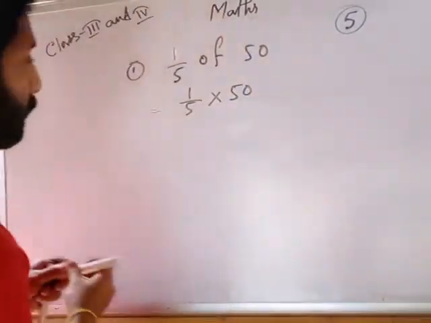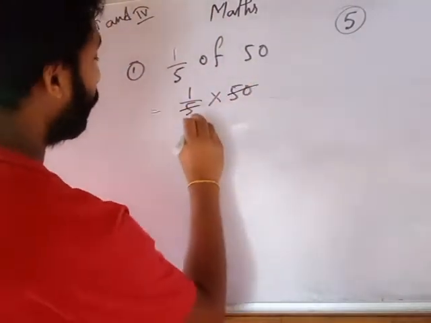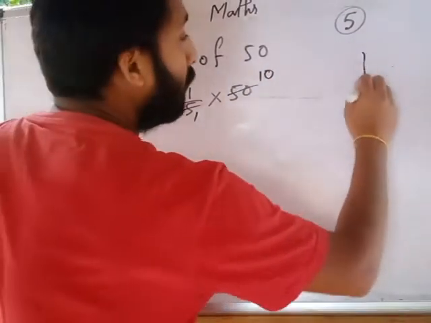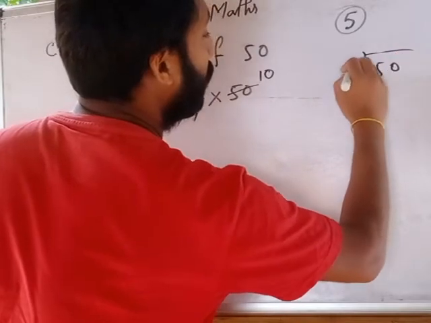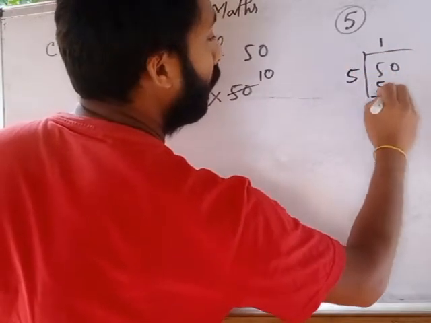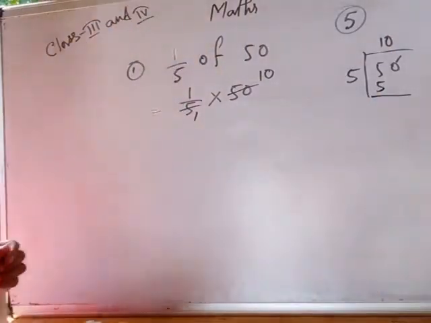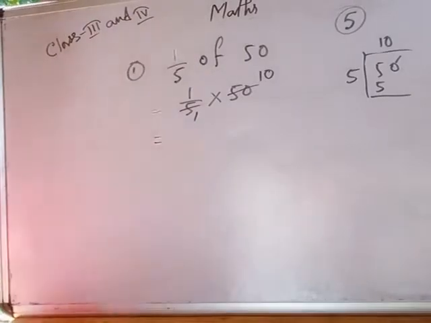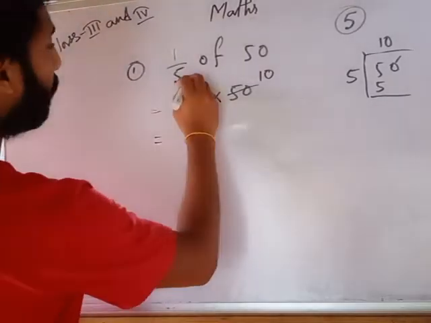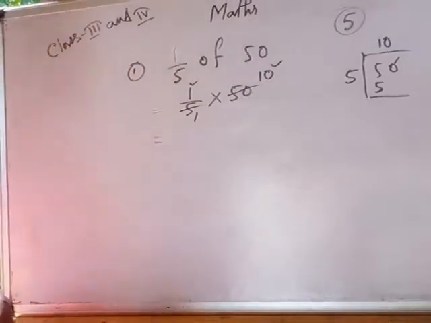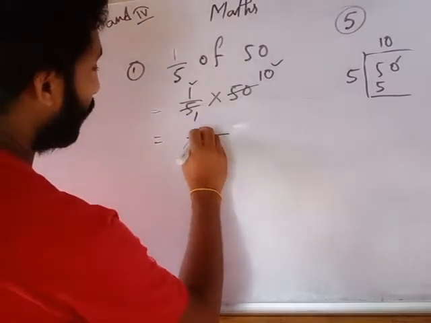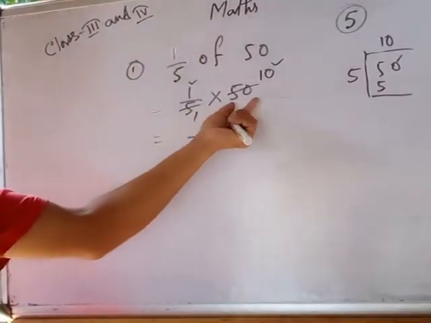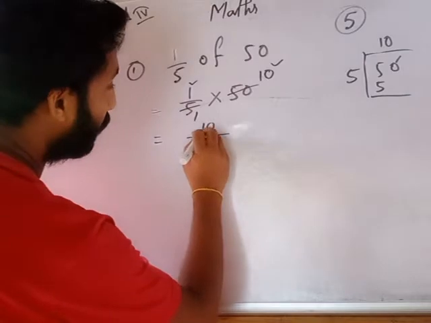That's why we should divide the 5 and 50. 5 ones are 5 and 5 tens are 50, so the 0 stays here. So we should write 10. At last I will multiply all the numerators, and we should write that as the numerator. If there is any denominator, we should write that as the denominator.